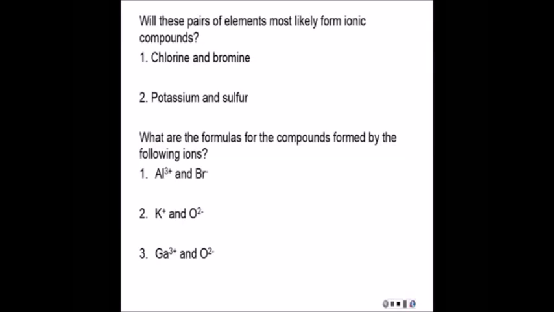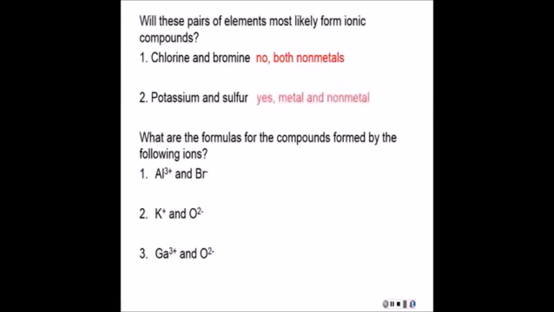All right, here are the answers. Chlorine and bromine will not form an ionic compound because they're both nonmetals. We have to have a metal and a nonmetal. And so therefore potassium and sulfur will form an ionic compound.